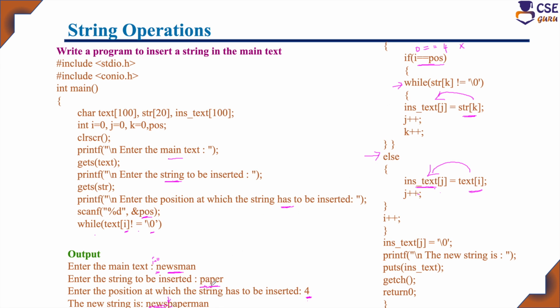And until this substring is inserted here, only this if condition will execute. It won't go to the else part. And then, after inserting the substring, to attach the remaining string, this else part will execute. Then print the new string. That will be in the variable insert text.